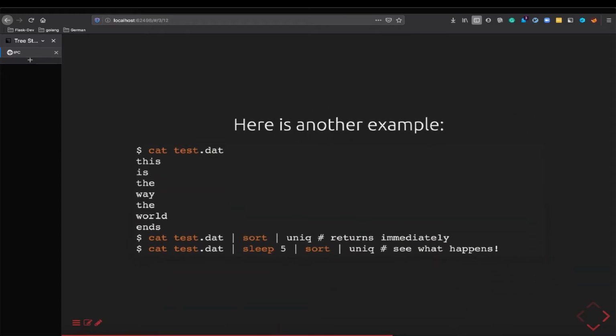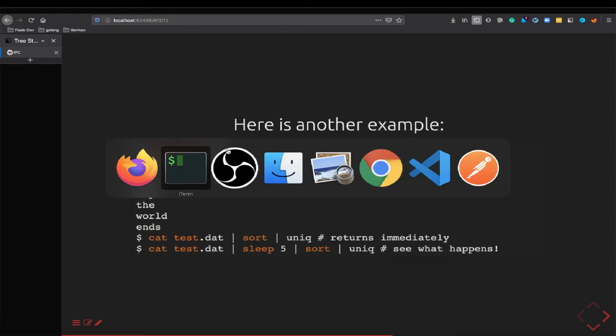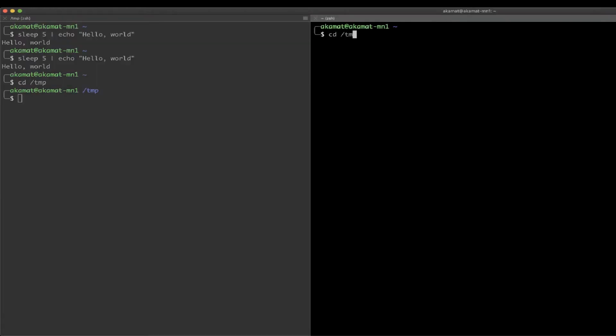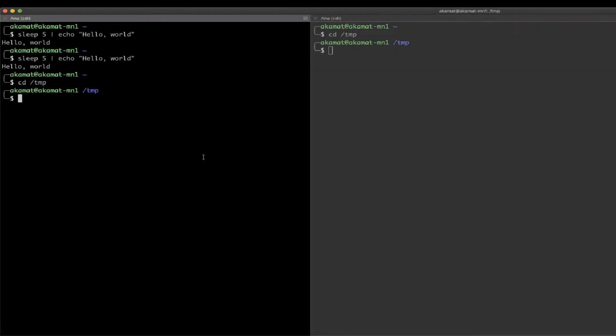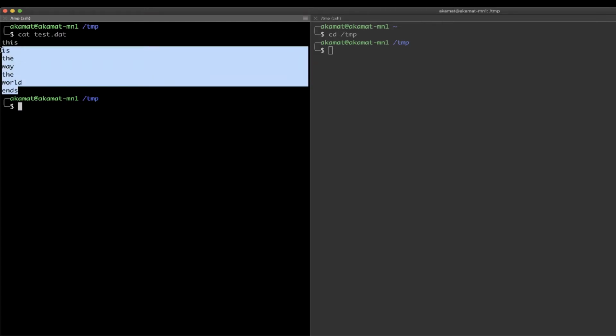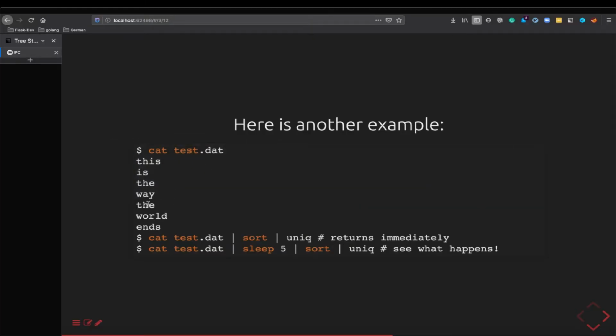Okay, here is one more example that I wanted to show you. We have a simple file called test.dat. Let me just move to the temp folder. I have the file here already. This is called test.dat, and it contains "this is the way the world ends." I've just split it into various lines and put it here.